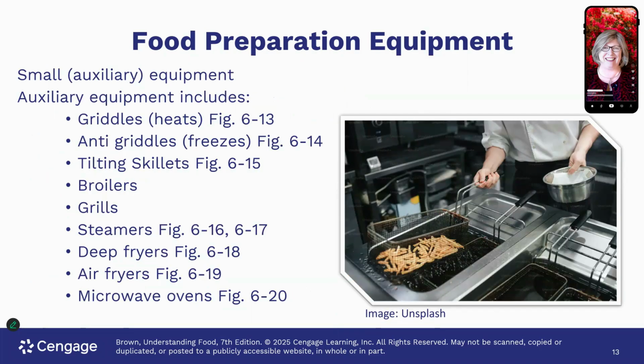Let's look at some of the small food preparation equipment. I noted the figures that go with each of these pieces of equipment so you can look through your textbook at the images. A few will be here in the slides. So you have griddles, like a pancake griddle, and that heats the food. An anti-griddle, which I had to actually look up, is what they use to make the type of ice cream where they put it on the griddle, the anti-griddle, and it's freezing, and then they scoop it and roll it and freeze it on the spot. So that's called an anti-griddle.